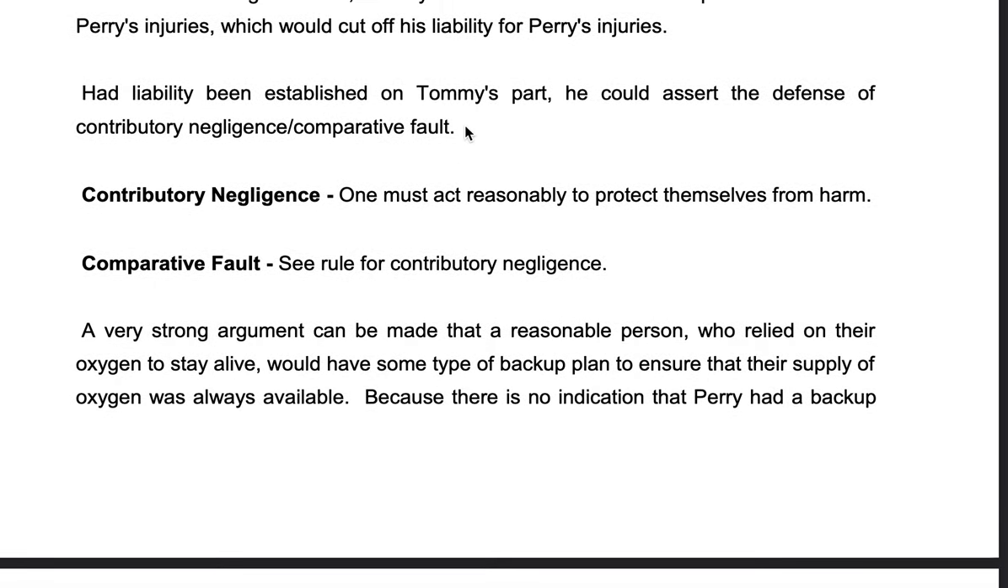Okay, so that's true, but you notice he doesn't talk about superseding events or the domino theory or any of that. This is still passing.